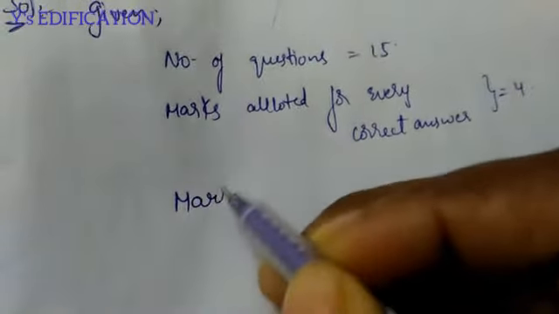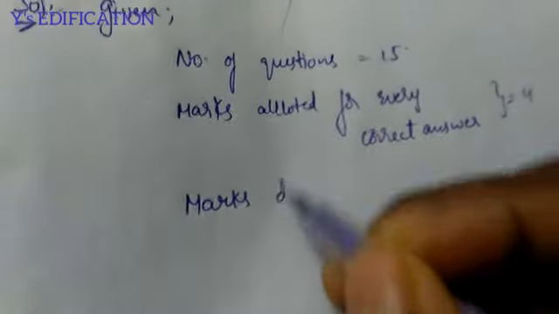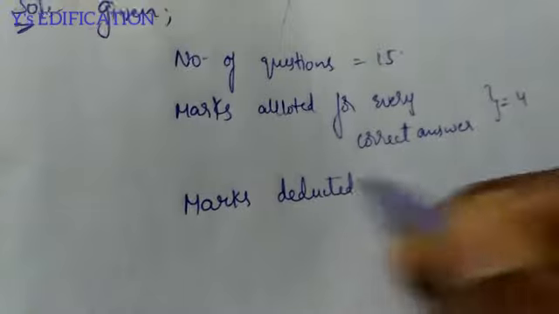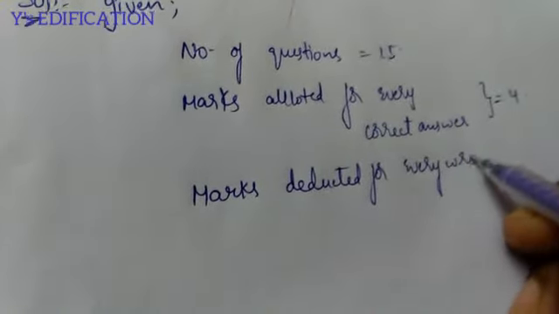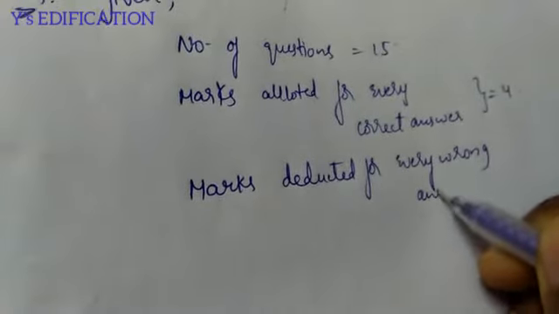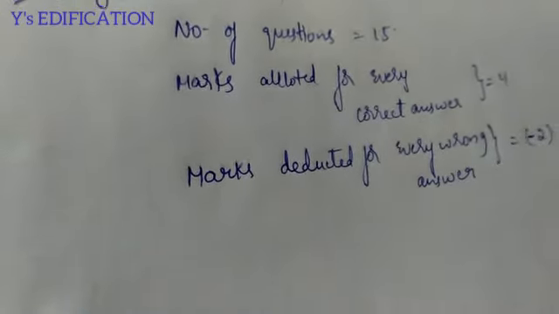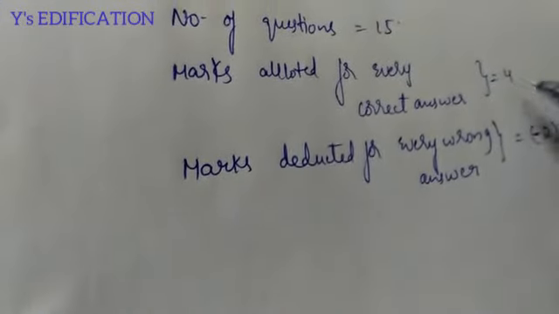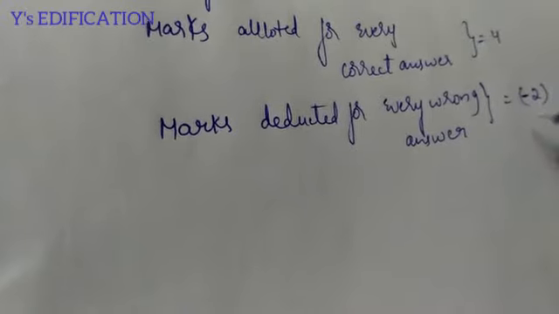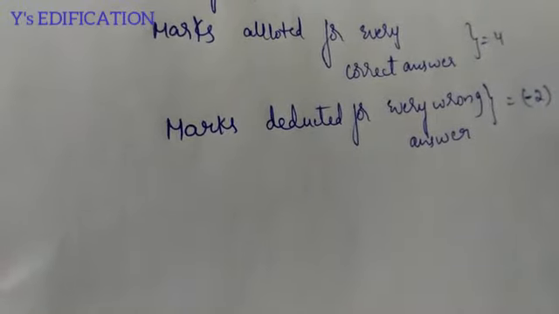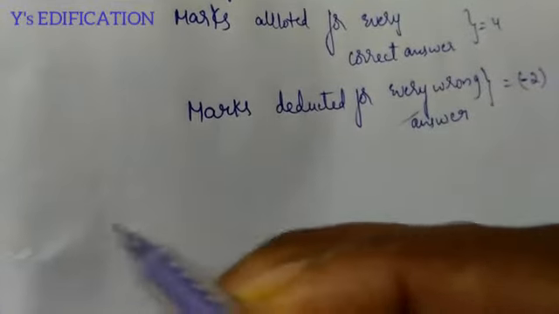That means 2 marks will be deducted from the result we have got. So marks deducted for every wrong answer is minus 2. If the answer is correct, we will get plus 4 marks. If the answer is wrong, minus 2 will be deducted from the result. So here Bharti attempts all the questions.